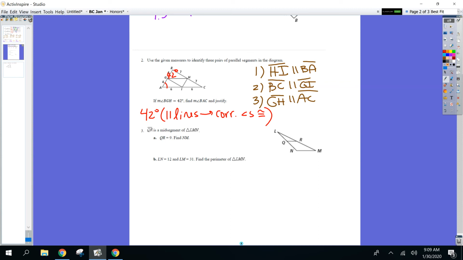Any issues? I wish we would have eliminated 3. It's just so basic. All right, how do I know it's a midsegment? Because I told you, QR is a midsegment. QR is 9. MN? 18. Okay, thanks.